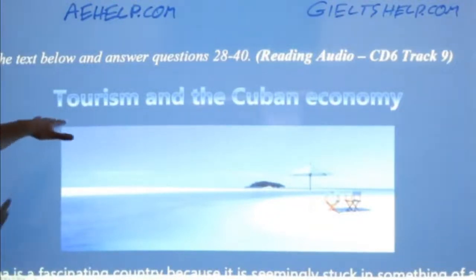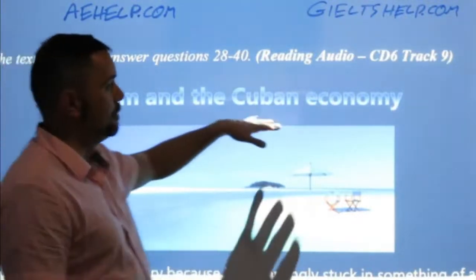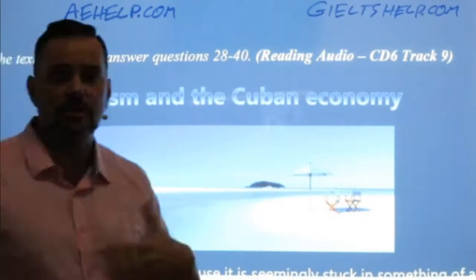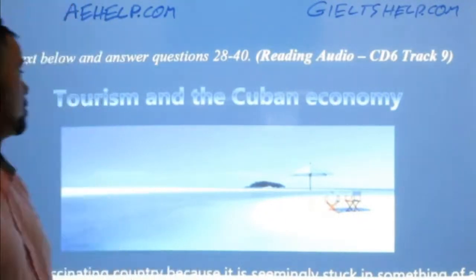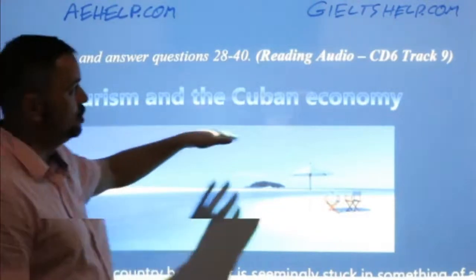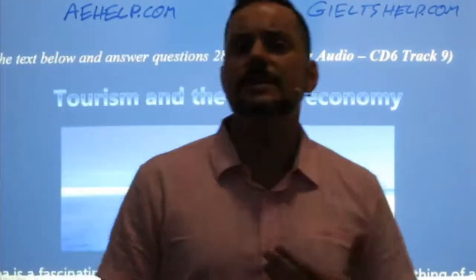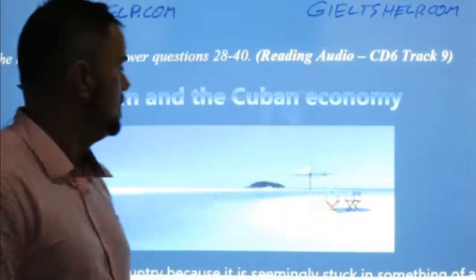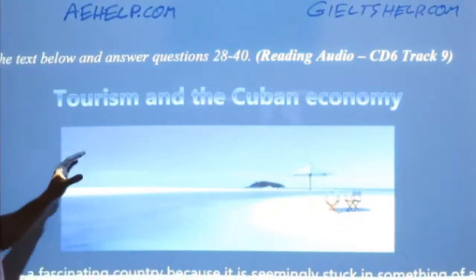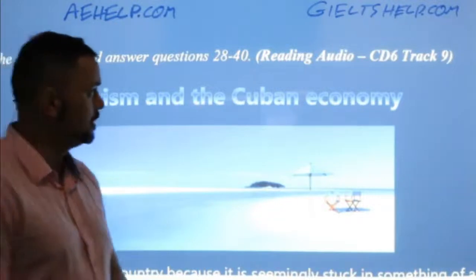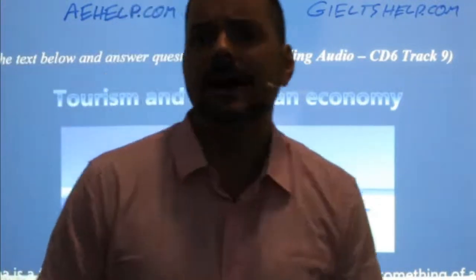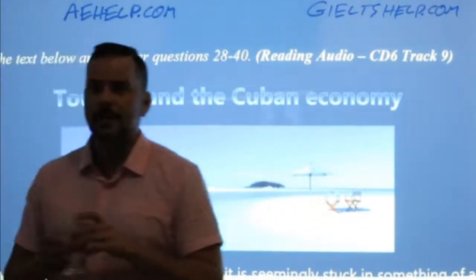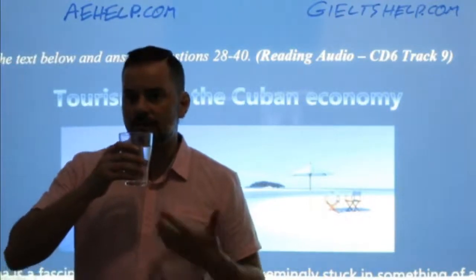So of course, your first step is always to take a peek at the title of the passage, and then try to think about, okay, what is it? What do I know about this topic? What can I visualize or imagine about this topic? So here, it's tourism and the Cuban economy. Okay, so when you read this title, what do you think of? So what is it? Why is it? How does it work? You have a little picture to help you. Use the picture. So what do you think is tourism and the Cuban economy? What is that about? So take a couple ideas and guess at what this passage might include as far as information.